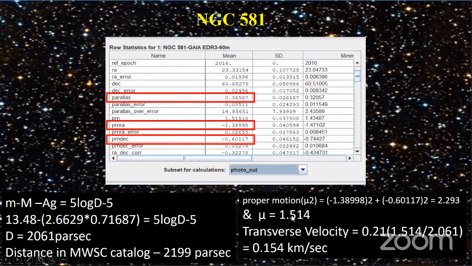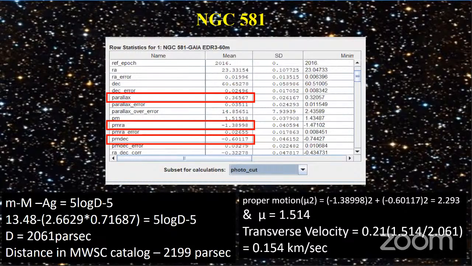After that I also went for the calculation of transverse velocity. As I get the mean proper motion PMRA and PMDEC values here, I calculated the mu, or the proper motion. From that, for the transverse velocity, I used this formula, 4.74 mu by d, proper motion by distance. I found the transverse velocity to be 0.154 kilometers per second. So this is all for NGC 581.